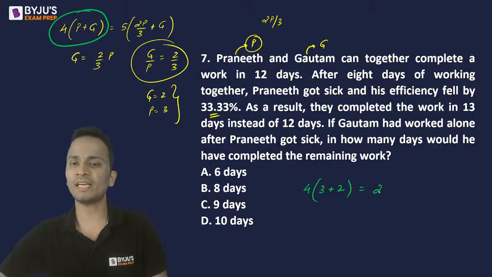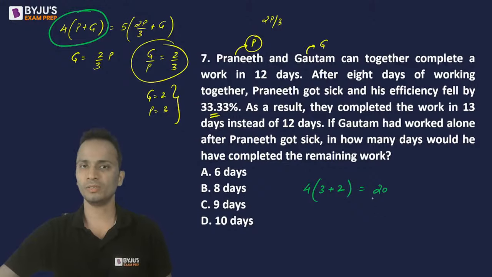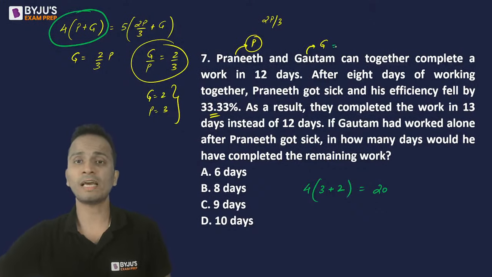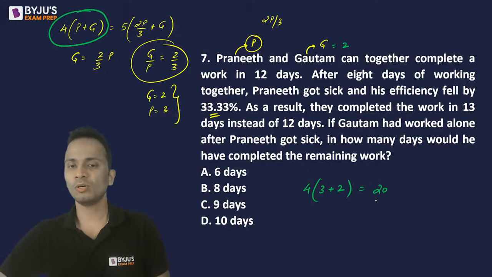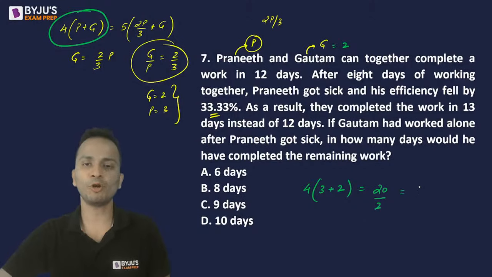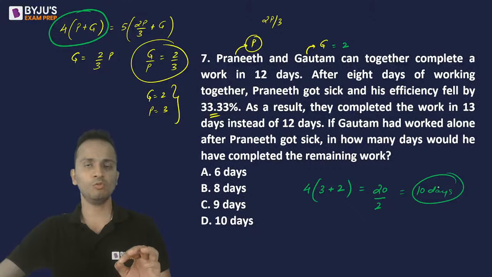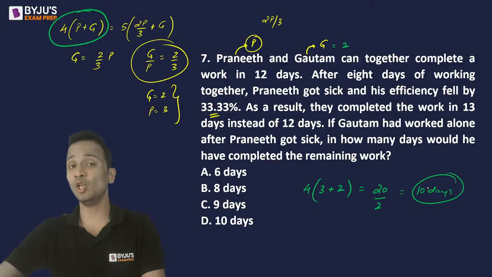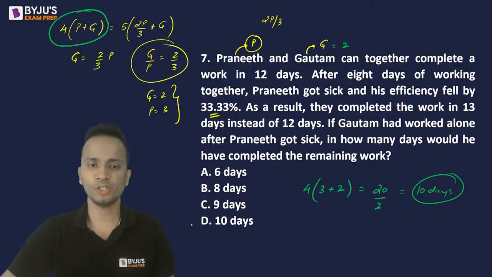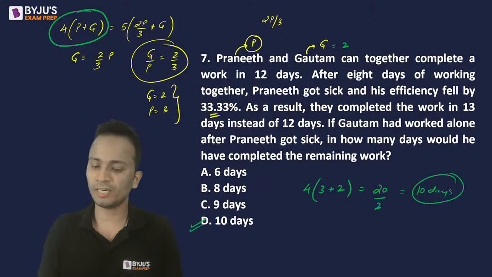4 into 5, that is 20 units. Now if Gautam is doing this work alone, the value that I have assumed for Gautam is 2. So 1 day work of Gautam is 2. So in how many days can he finish 20 units of work, which will be 20 upon 2, that is 10 days. So this remaining work will be finished by Gautam alone in 10 days. So the correct answer should be option D.